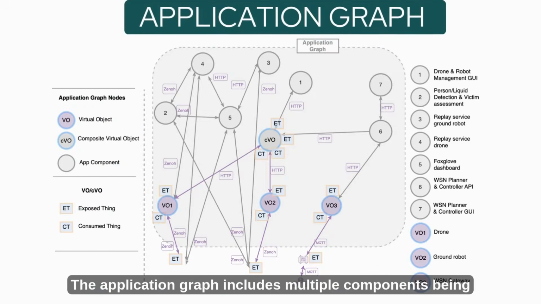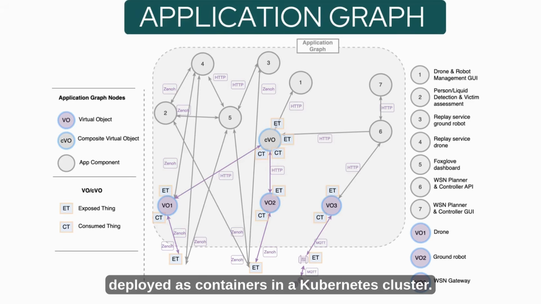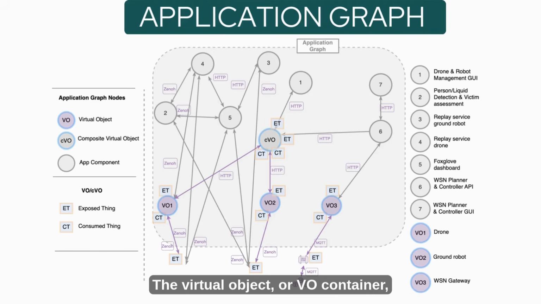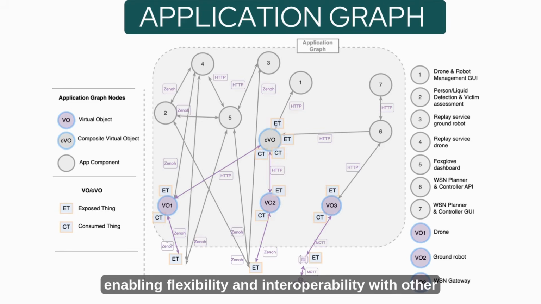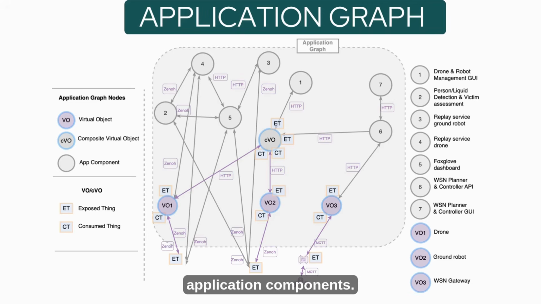The application graph includes multiple components being deployed as containers in a Kubernetes cluster. The virtual object, or VO container, is at the core of the demonstration. It acts as a virtual abstraction of a complex physical robot, enabling flexibility and interoperability with other application components.